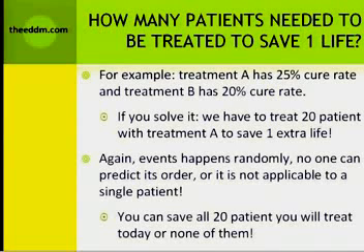So every day, or in tests especially, we see questions with math. Treatment A has a 25% cure rate, and treatment B has a 20% cure rate. If you solve it, you have to treat 20 patients to save one extra life. Again, events happen randomly. You can save all of your 20 patients today if you treat with treatment A, or all of the patients you see today may die even if you treat with treatment A. Actually, nothing is certain here.